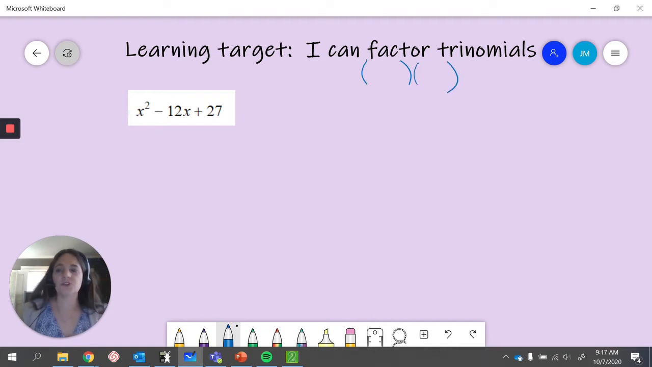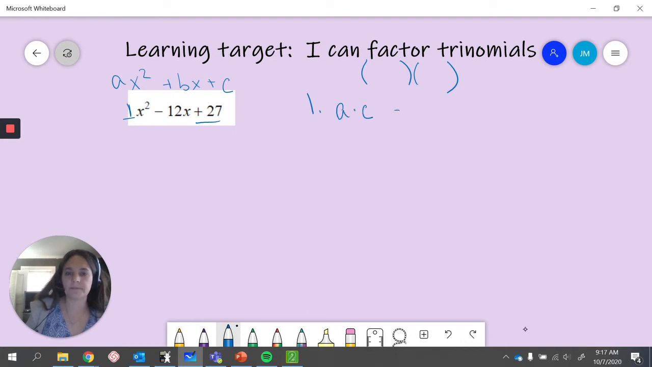Okay, so first of all, how we label quadratics is usually they're labeled ax squared plus bx plus c, where the coefficient in front of x squared, or the term in front of x squared, that's called a. So in this case, a is 1 because there's no number there, and the constant is called c. And that becomes important because step number 1, you want to multiply a times c together. So that is 1 times 27.